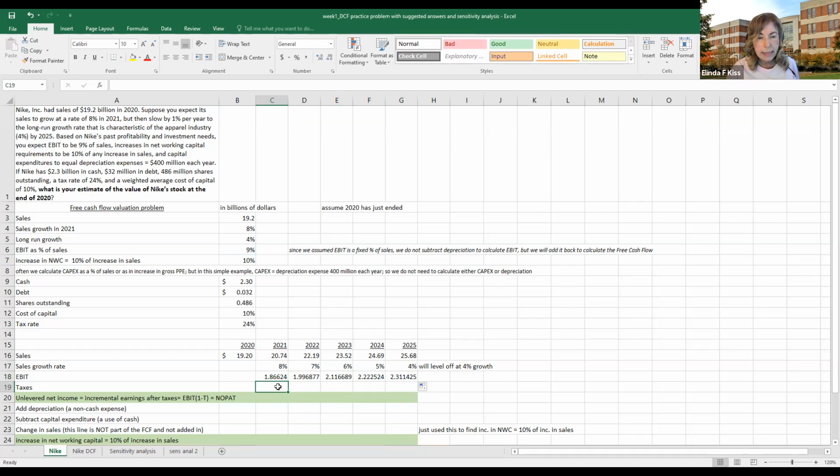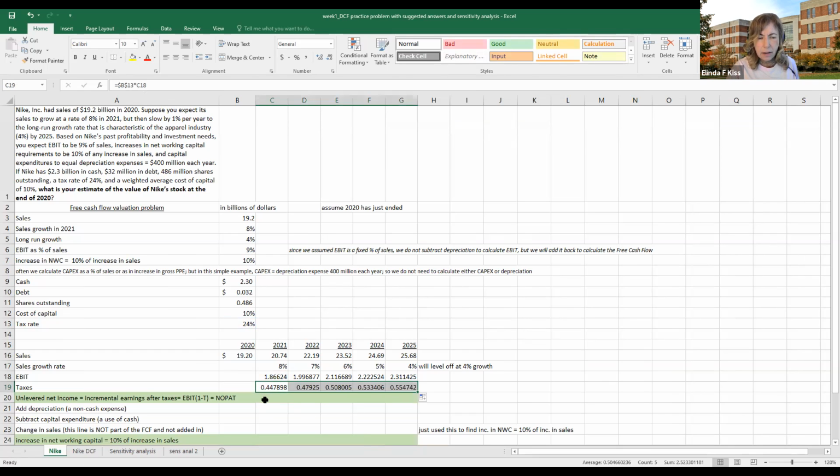Now the tax rate is going to be a constant 24%, so I'll do a similar analysis. So it's going to be 24%, which I have here in cell B13, multiplied by EBIT. And again, I'll make this a constant because I'll be using this throughout, and then I will drag it across.